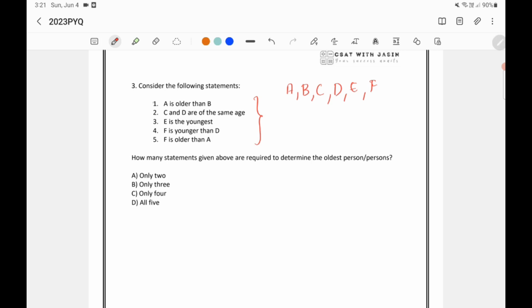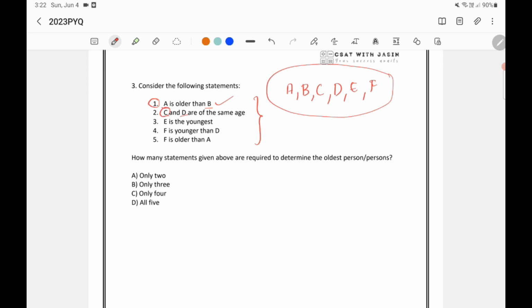Now, if I consider statement 1, it talks about A and B, the relationship between A and B, and none of the other statements talks about A and B. Only this statement talks about A and B. So this must be required to answer the question, because we should know the relationship between all of them. Then only we can find out who is the oldest, right? So statement 1 will be required. Now similarly, statement 2 talks about C and D, and C is only here.